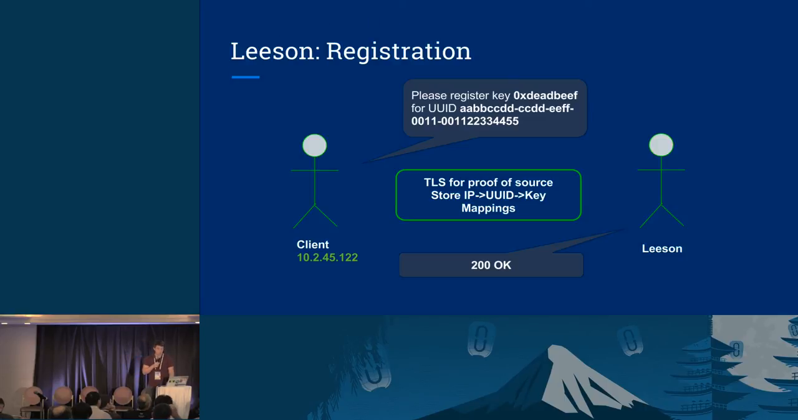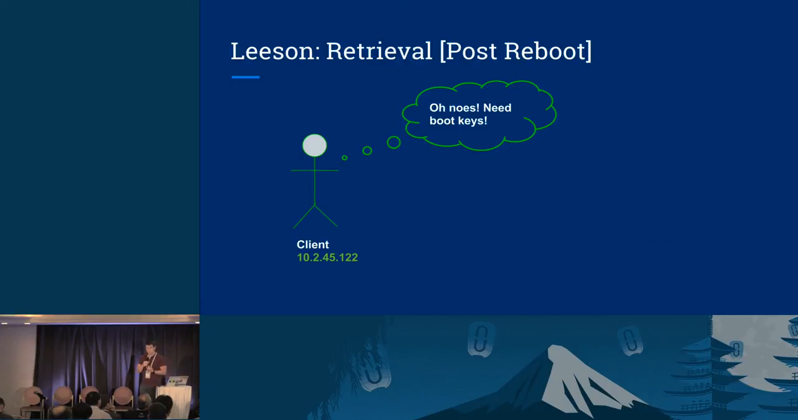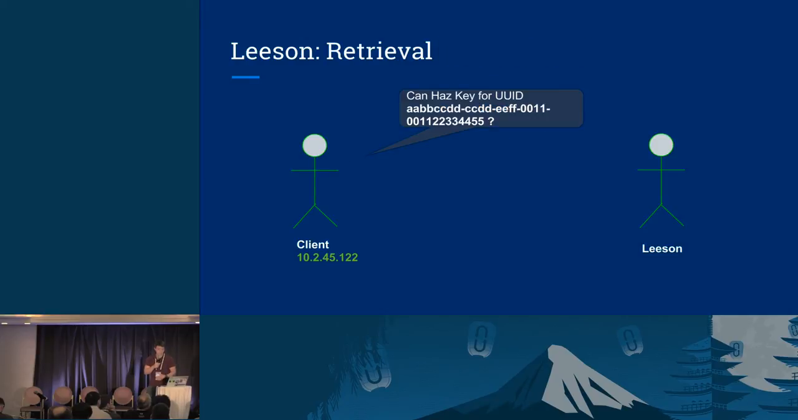Then the machine reboots, because machines are constantly rebooting in your cloud. When it reboots, it sits there and it tries to mount a disk and realizes it needs keys. So it talks to Leeson again and says, can I have the key for this UUID? Remember, I can't store credentials on this box. I can't have a USB stick in this box with key material or credentials. I can't use a TPM for a couple of reasons that I'll go into further on. But basically, for now, I can't guarantee that all these machines will have TPMs. So I ask Leeson for a key.